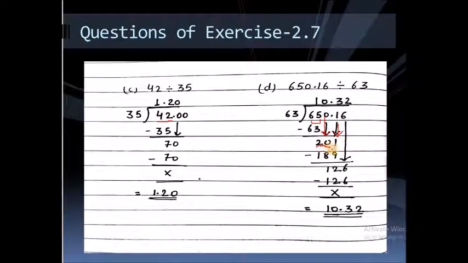So after putting the decimal in the quotient, I can note down my next number and now it becomes 201. 201 can be divisible by 63. It will go 3 times because 189 is nearest to 201 in the table of 63. Okay. Now you subtract both of these. When you subtract again you will get 12. Now you note down the next digit. It appears to be 126 which is divisible by 63. How many times? 2 times. So my answer will be 10.32.